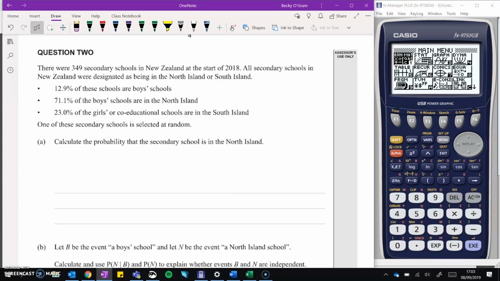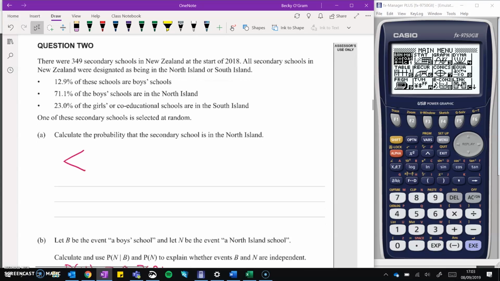Where we have some information about boys' schools, girls' schools, co-ed, North Island, South Island, and so on. We're going to calculate the probability that the secondary school is on the North Island when it got selected at random. So I'm going to do this as a tree diagram, and we'll first of all set ourselves up with whether they are a boys' school or not a boys' school. And the chance of it being a boys' school is 0.129, making the chance of it not being 0.871.